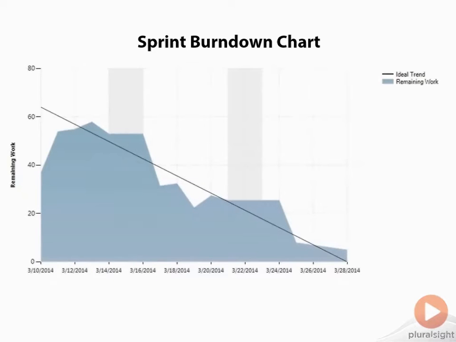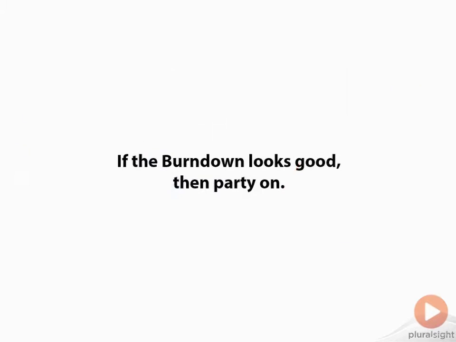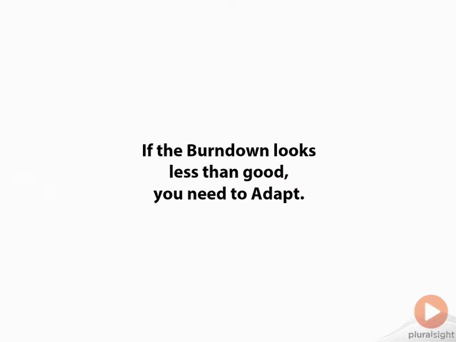Now, let's look at this one more time. So if you've got the ideal trend line, if you're below the ideal trend line, that means that you're probably ahead of schedule. If you're above the ideal trend line, that means that you could be behind schedule. So you're going to look at this in the Daily Scrum meeting, and if it looks good, then you're going to continue doing what you're doing. But if it looks bad, maybe you need to inspect and adapt.